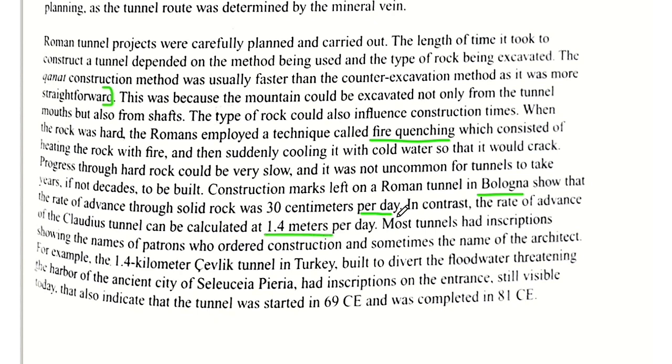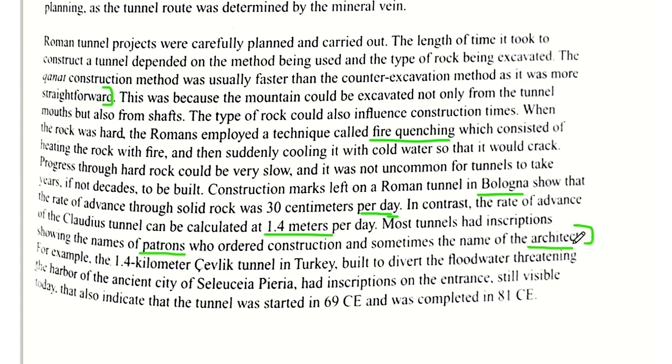Most tunnels had inscriptions showing the names of patrons who ordered construction, and sometimes the name of the architect. We are reading the question. For example, a 1.4-kilometer tunnel in Turkey, built as a way to divert the flood water threatening the harbor of the ancient city of Seleucia Pieria, had inscriptions on the entrance, still visible today. That also indicates that the tunnel was started in 69 CE and was completed in 81 CE.